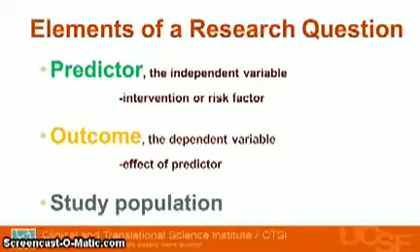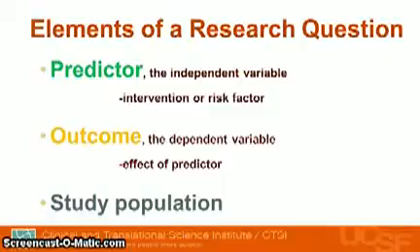In an observational study, an epidemiologic study, that might be the risk factor that you're interested in. But those are the independent variables, or the predictors, which are named in the research question. The second element is the outcome, or the dependent variable. And the outcome is, what is the effect of the predictor?